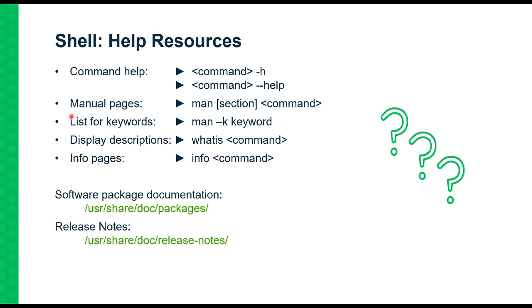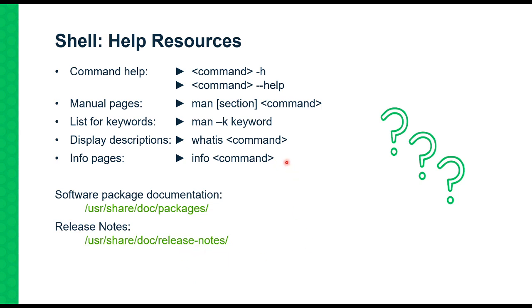So to search for keywords, you can do man -k keyword and it will find the keywords. Then to display descriptions, you use the whatis command with the command that you are querying. Then you can also do info, and you can quickly query the info pages with info and then the command. Now, all of our documentation is listed under /usr/share/doc for the software packages, and then release notes are available under /usr/share/doc/release-notes.